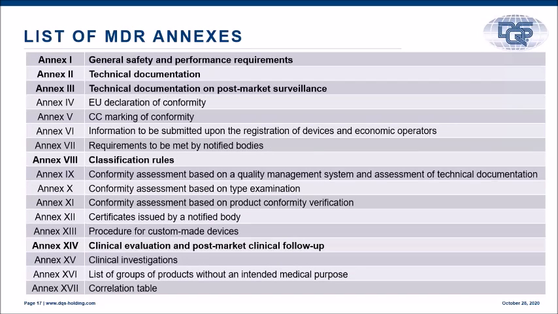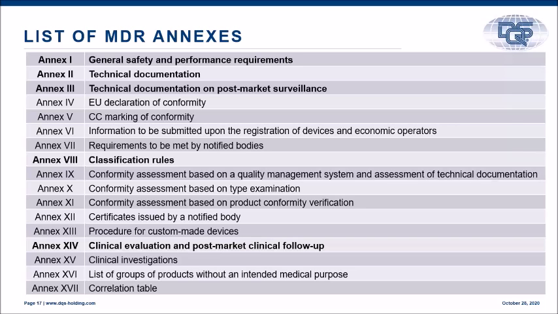Then there are the 17 annexes. Annexes are pretty important, because they are what help in demonstrating compliance. Annex 1 is the General Safety and Performance Requirements, more commonly known as GSPR. Annex 2 is Technical Documentation. Annex 3 is on Post-Market Surveillance. Annex 4 is the Declaration of Conformity and CE mark of conformity, which is related to products without a medical purpose. Then information to be submitted upon registration of devices: product registration, how you need to do it and what information needs to be given.